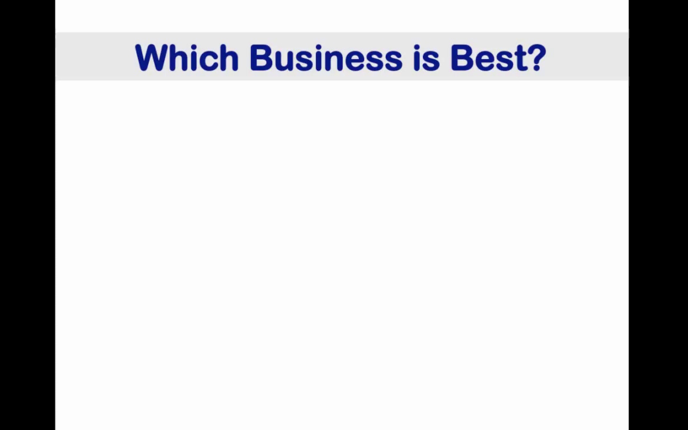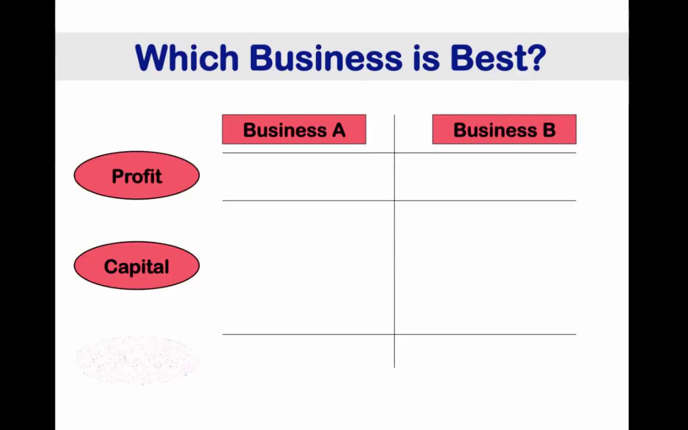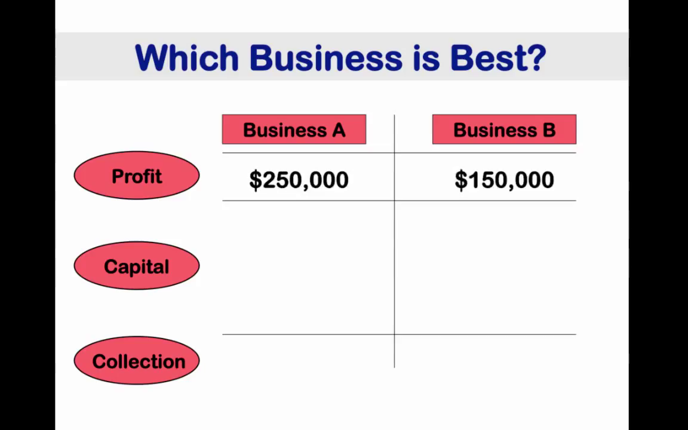But just by way of an example, we've got a couple of businesses here, business A and business B, and as we look at the different aspects of money there, I want you to decide which business you think is best. So business A has a net profit figure of $250,000. Business B has a net profit figure of $150,000. So which business is best? Well, hopefully that's fairly obvious to you. It's certainly obvious to me. Business A, being $250,000 profit, is a better business.